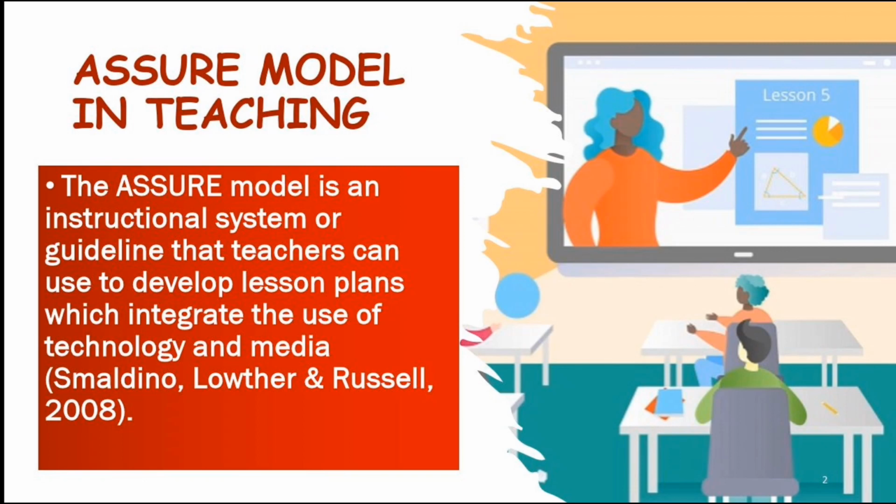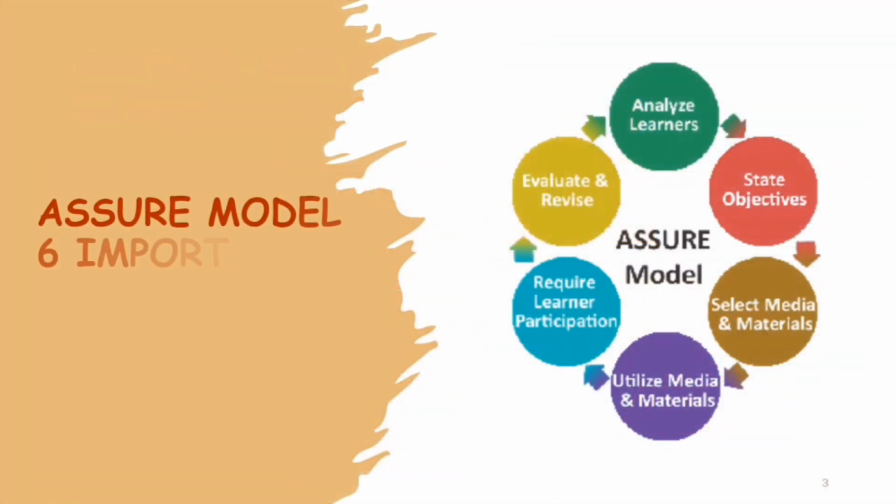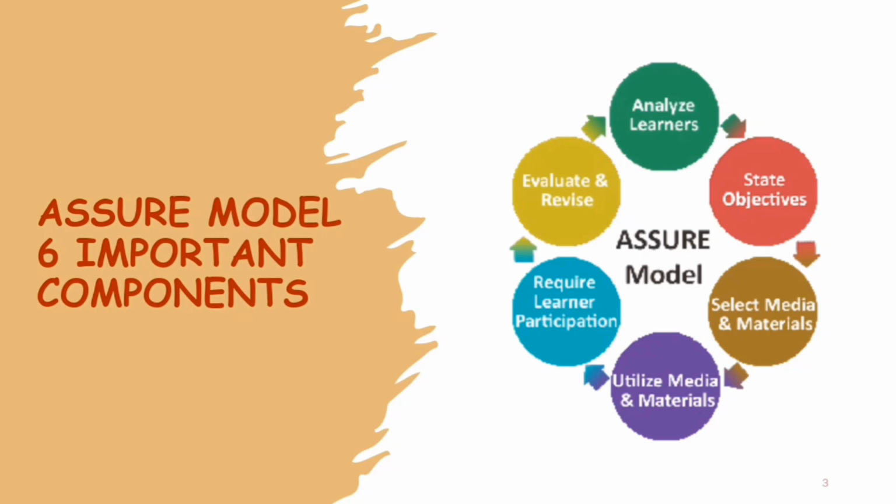ASSURE model places the focus on the learner and the overall outcome of accomplishing learning objectives. It has a goal of producing more effective teaching and learning. ASSURE model has 6 important components. ASSURE is an acronym that stands for the components in the model.